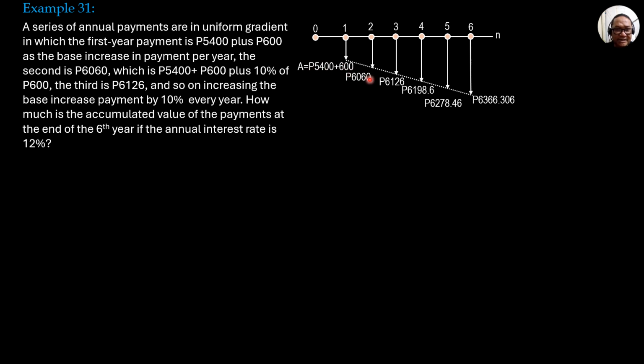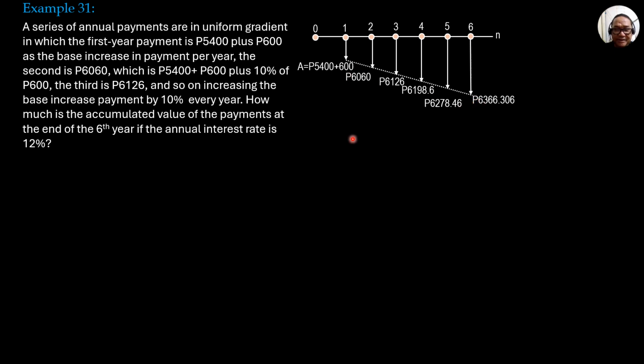This 6,060 is 5,400 plus 600 times 1.1 to the 1. This 6,126 is 5,400 plus 600 times 1.1 squared. This 6,198.6 is 5,400 plus 600 times 1.1 cubed. This 6,278.46 is 5,400 plus 600 times 1.1 to the fourth. And lastly, 6,366.306 is 5,400 plus 600 times 1.1 to the fifth.